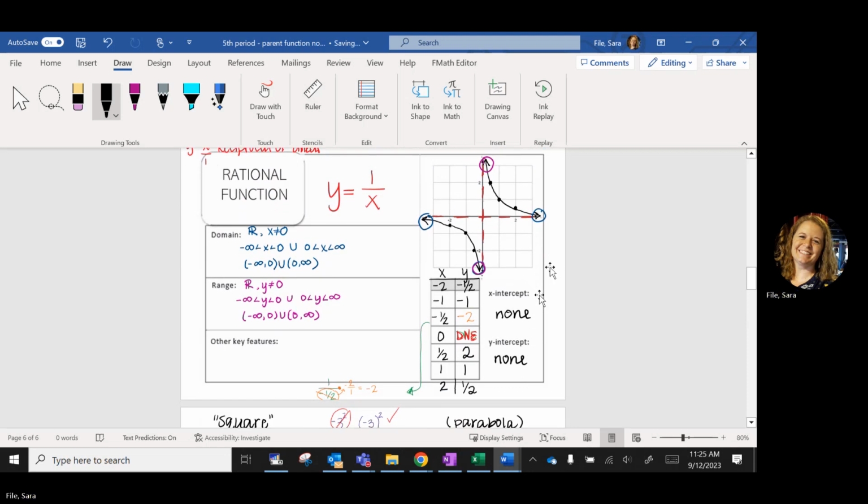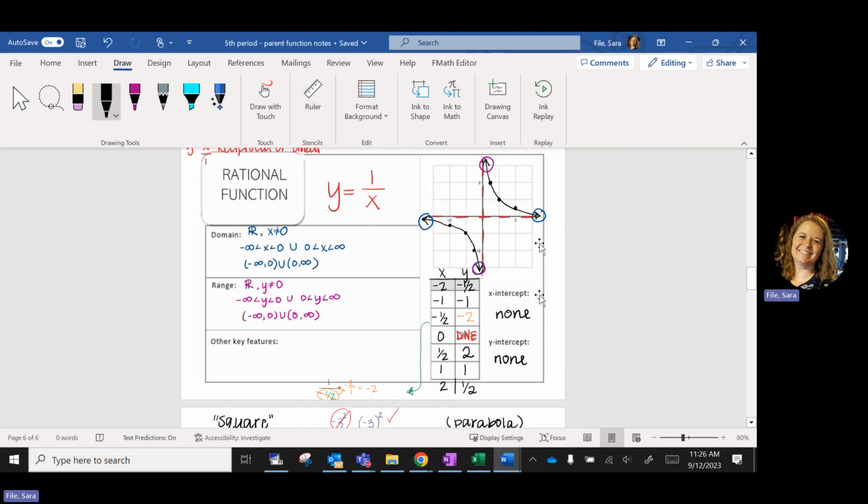Rational. No vertices. What's the plural of vertex? No vertices. Neither of these curves change direction. It's not symmetric over one axis. This does have a different type of symmetry, but we're not going to get into it right now. Y'all don't know about it yet. There's no maximum or minimum. This goes down forever and up forever.